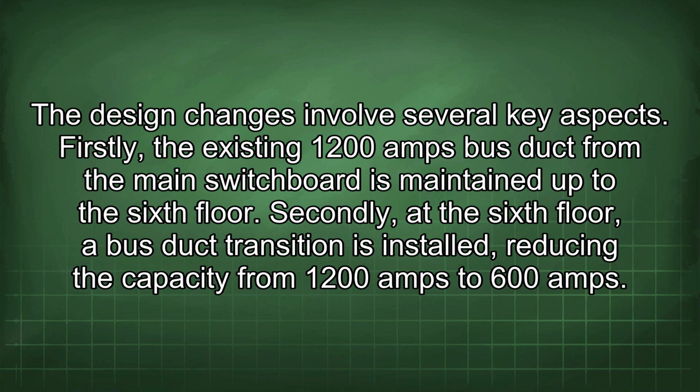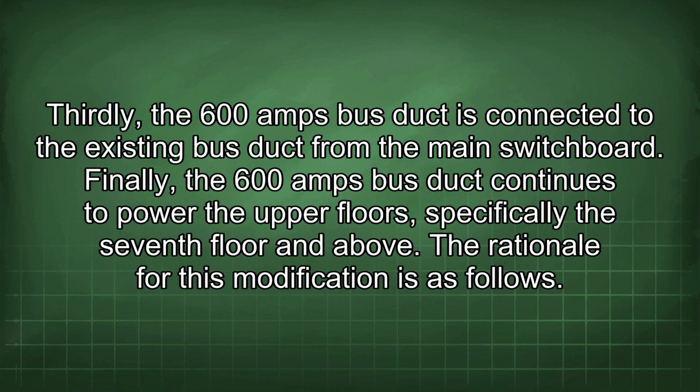Firstly, the existing 1200 amps bus duct from the main switchboard is maintained up to the 6th floor. Secondly, at the 6th floor, a bus duct transition is installed, reducing the capacity from 1200 amps to 600 amps. Thirdly, a 600 amp bus duct is connected to the existing bus duct from the main switchboard. Finally, a 600 amps bus duct continues to power the upper floors, specifically the 7th floor and above.